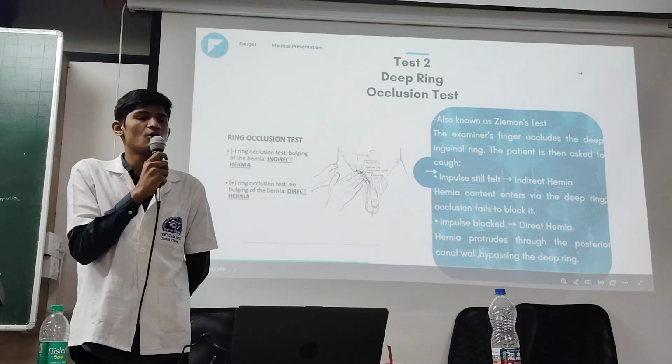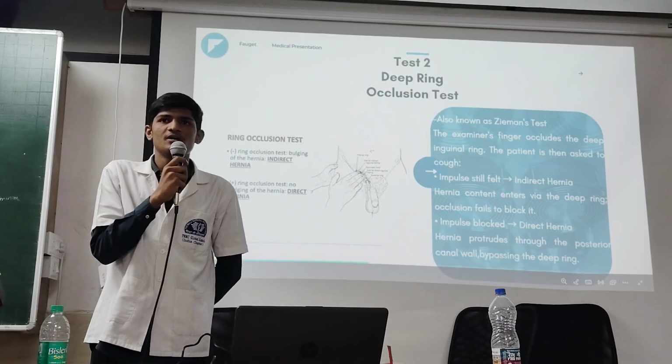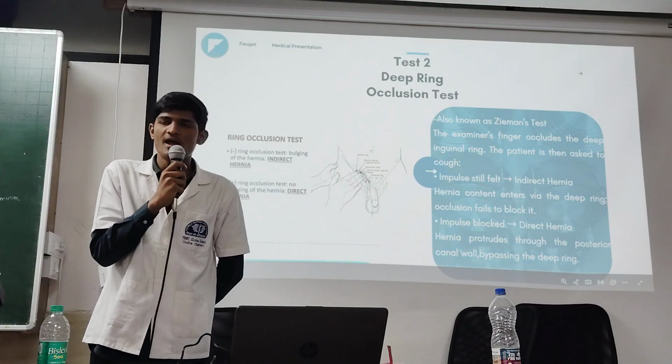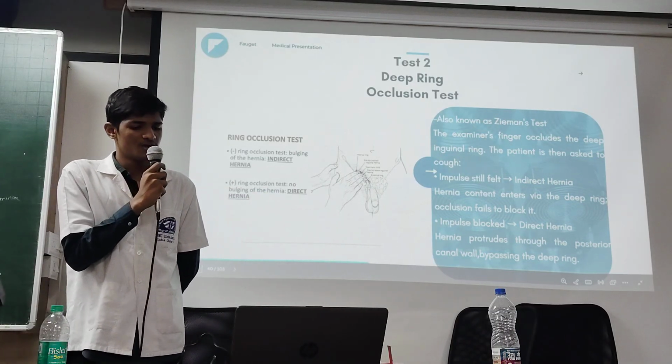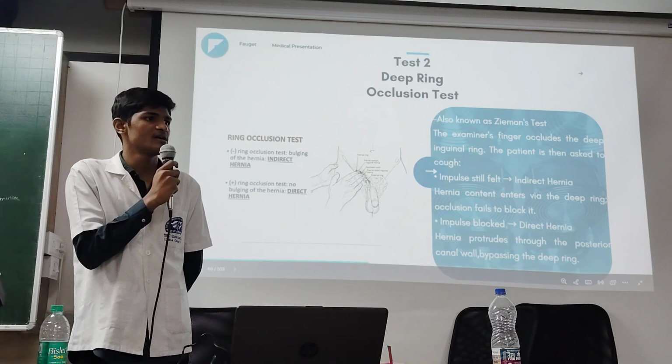Second test is the deep ring occlusion test. It is also known as the Zieman test. In this test, with the help of a finger, we occlude the deep inguinal ring and then ask the patient to cough. If the impulse is felt, it is an indirect hernia, and if the impulse is not felt, it is a direct hernia.